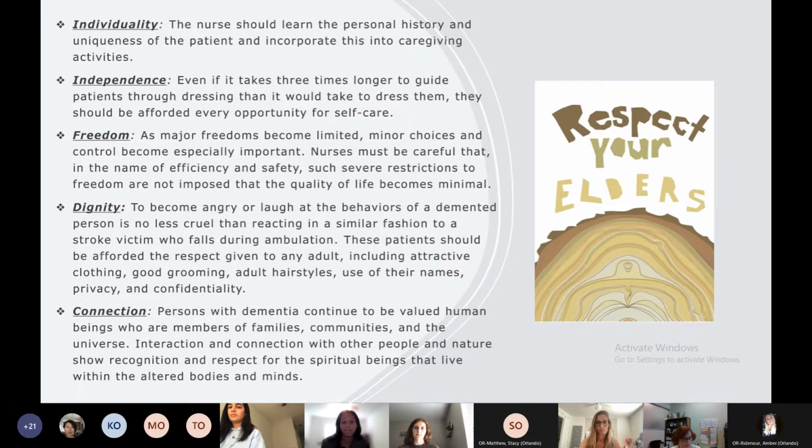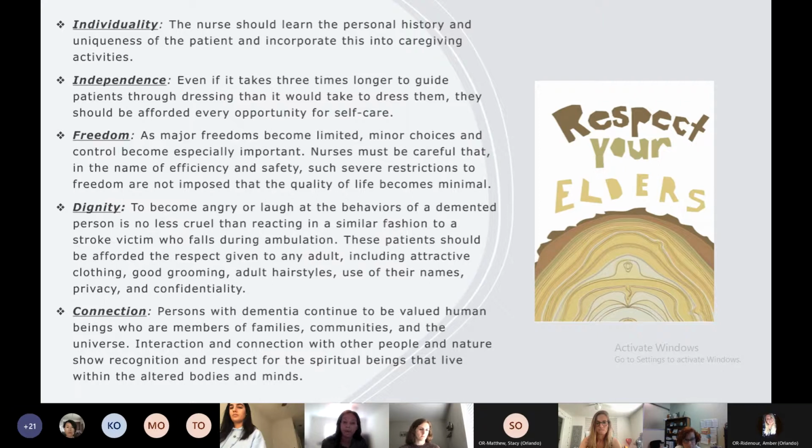We also want to maintain the patient's dignity. As a provider, it's easy to become angry, or some of the demented behaviors may seem odd to the normal person and we could laugh at them, and that can make the patient feel ashamed, but they really can't help everything that's going on. We just want to remember as healthcare providers how we treat a stroke victim who has ambulation issues, and if they were to fall, we wouldn't laugh at them. We would treat them with respect and help them, let them know it's okay, try to prevent the accident from happening again, and implement other activities to help promote their individuality and independence again.